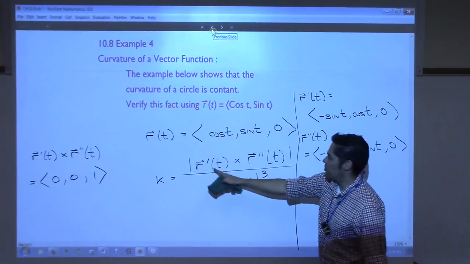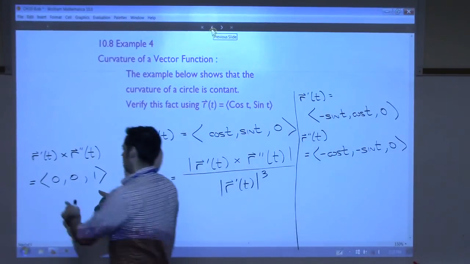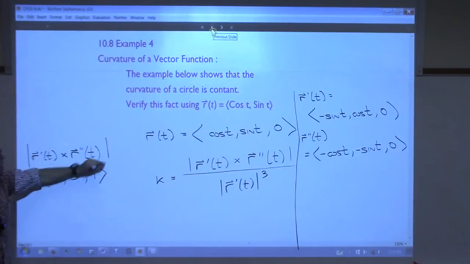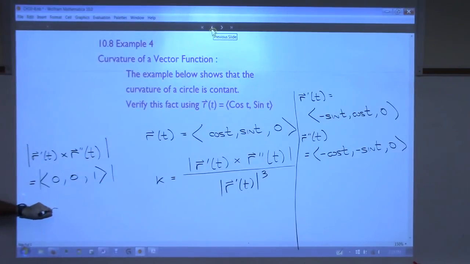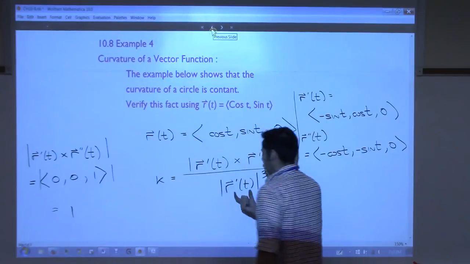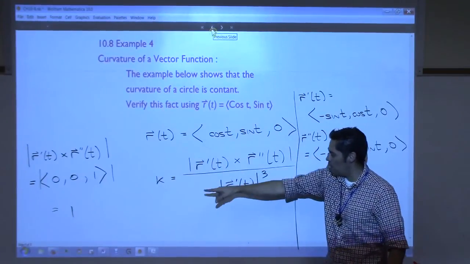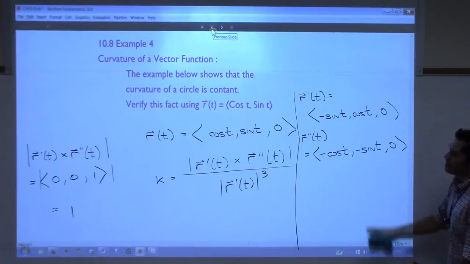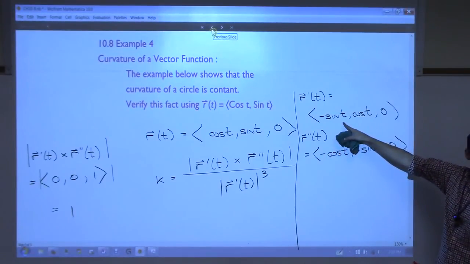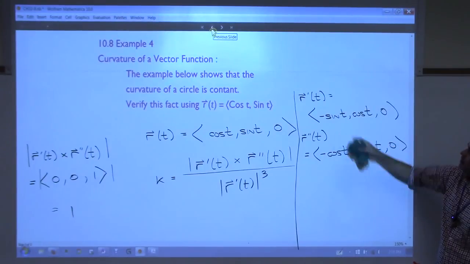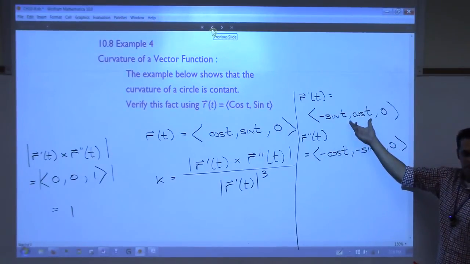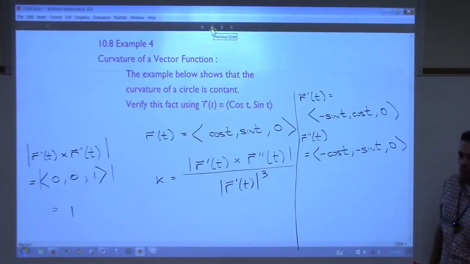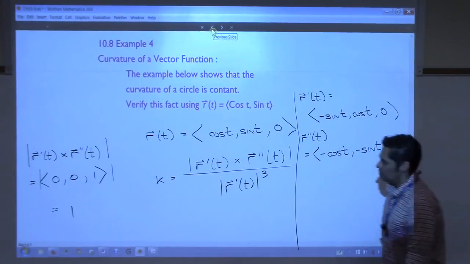What is the magnitude of this? Well, it's the magnitude of that, which is just 1. Square root of all those squared is just 1. And then I need to divide it by the magnitude. So the numerator is 1. The denominator is this cubed, so we have to take the magnitude of this. But what's the magnitude of this? It's 1. So 1 over 1 is 1. So the curvature is 1.